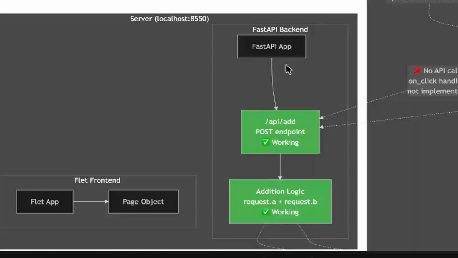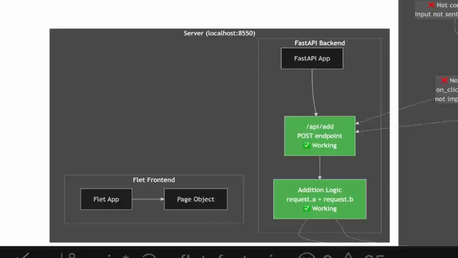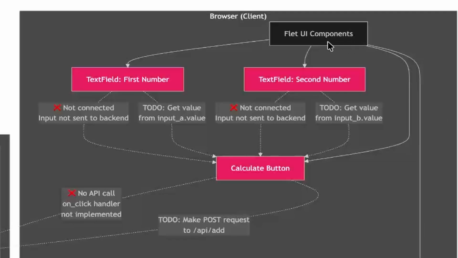What is working? The FastAPI Backend app is working. We have API add. It will return from a curl request or an API tester. The addition logic is working. The Flet app does work with the page object. The Flet UI components do appear. The text field, first number, there's a box there, but the input is not being sent to the backend. We'll take care of that in this video.